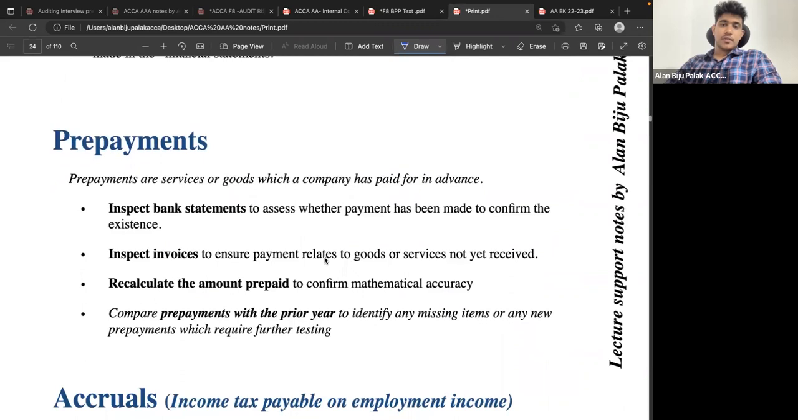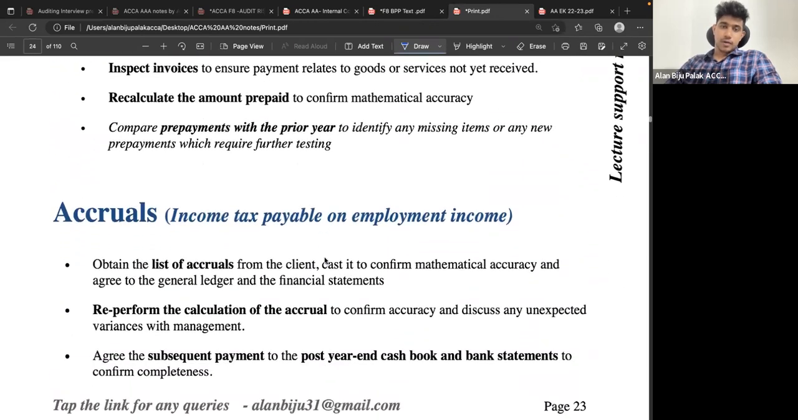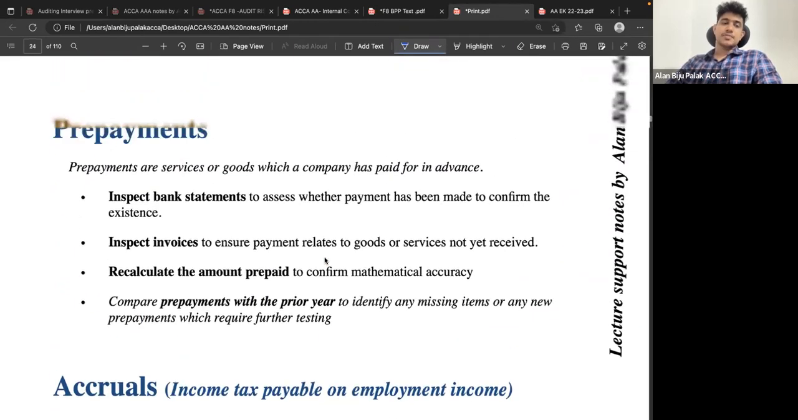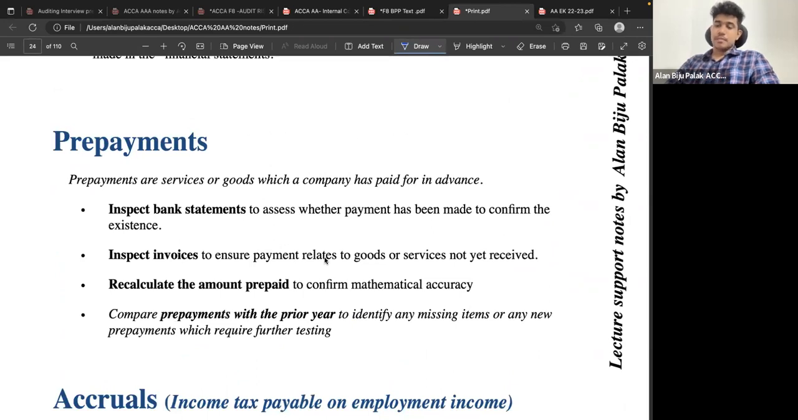Then again, moving forward, it's about prepayments and accruals. Prepayments mean a payment which has already been made before the company has rendered the service. And accruals mean the company is yet to pay the amount even after rendering of a particular service. So whenever something is mentioned regarding outstanding payment, it should always be considered under the head of accruals.